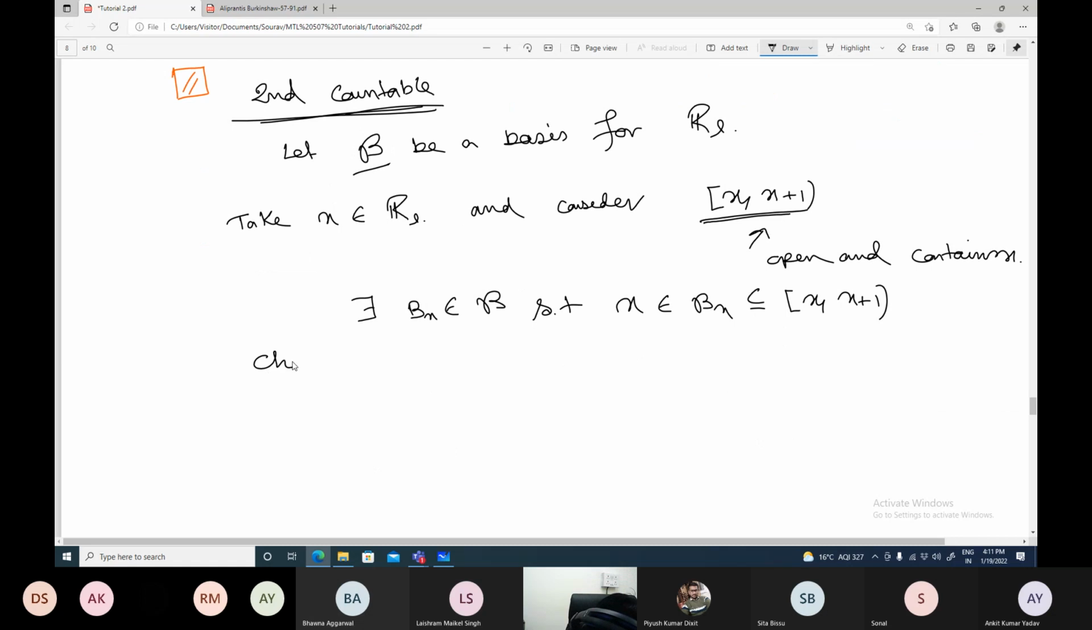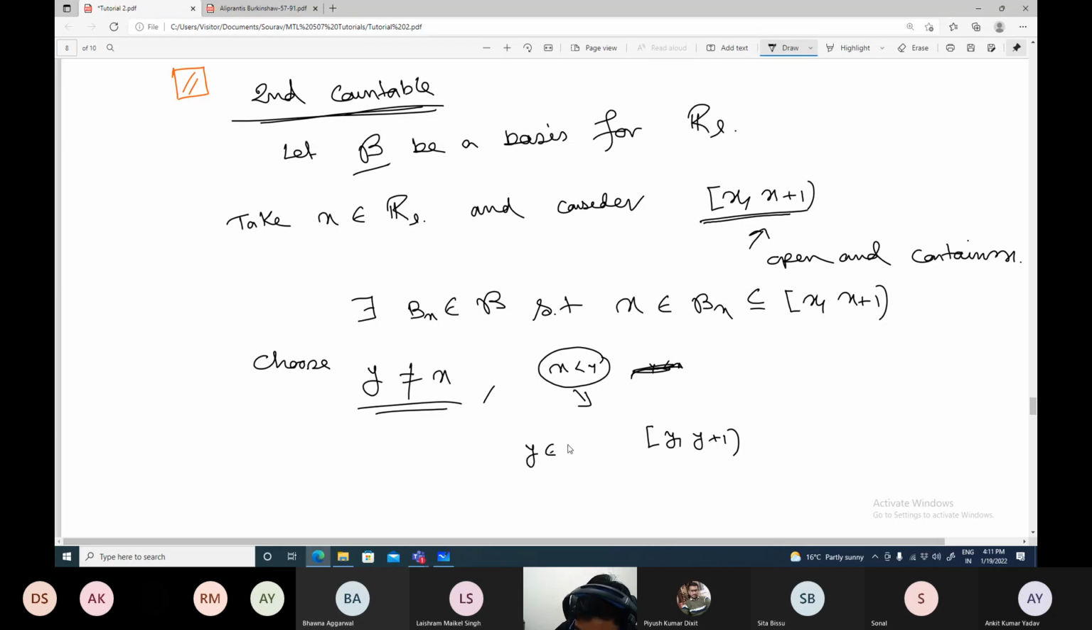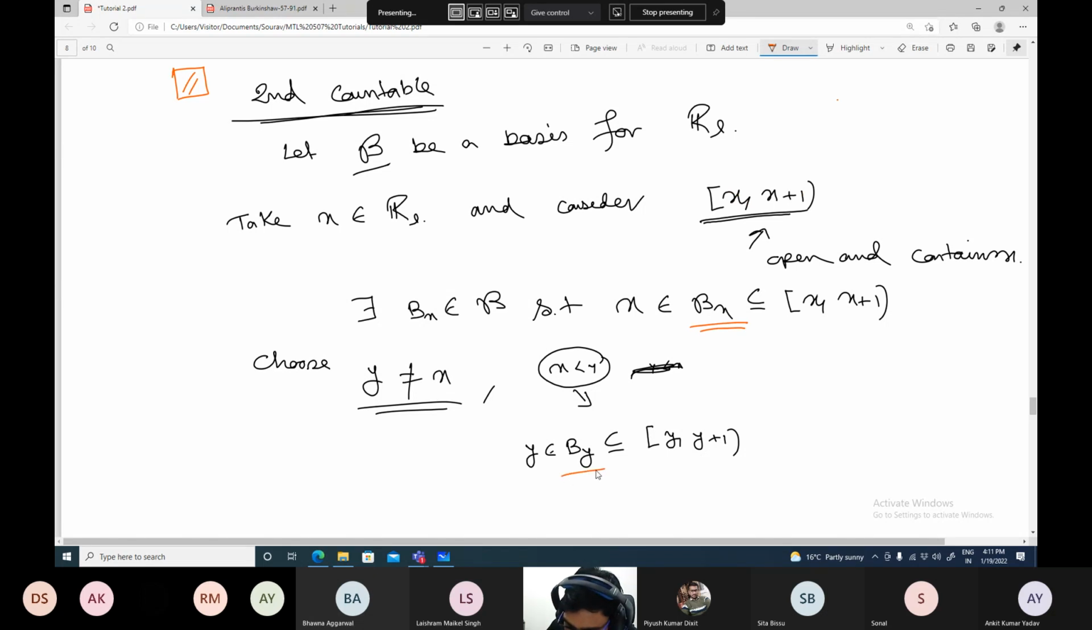Now choose an element y which is not x. I'm taking another element which is not x, and so what can we say then? We can say either x is less than y or y is less than x, right? Suppose x is less than y; the similar case will happen when y is less than x. If x is less than y and we consider [y, y+1), then similarly we will have one such B_y. We will have one B_x and we will have one B_y.